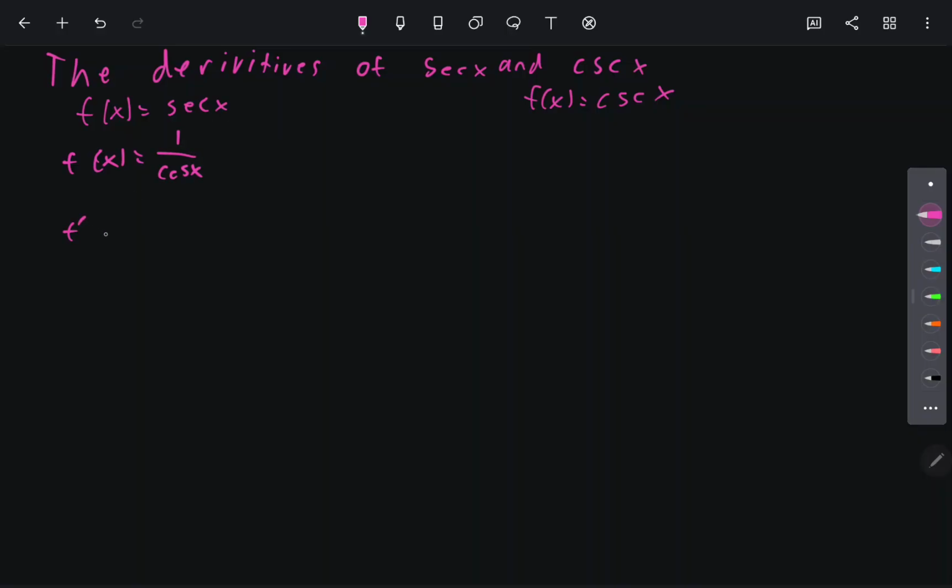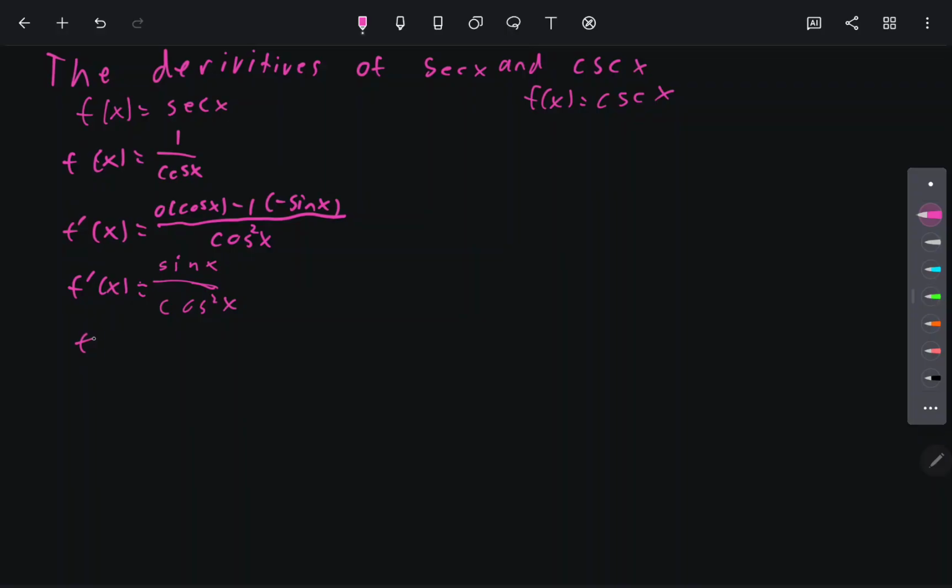Well, if that's the case, then f prime of x, what's the derivative of the top? It's 0 times the bottom, cosine of x, minus the top, which is 1, times the derivative of the bottom. Cosine of x, that's just negative sine of x, all over the bottom squared, which is cosine of x squared. So then f prime of x must be equal to sine of x over cosine squared of x.